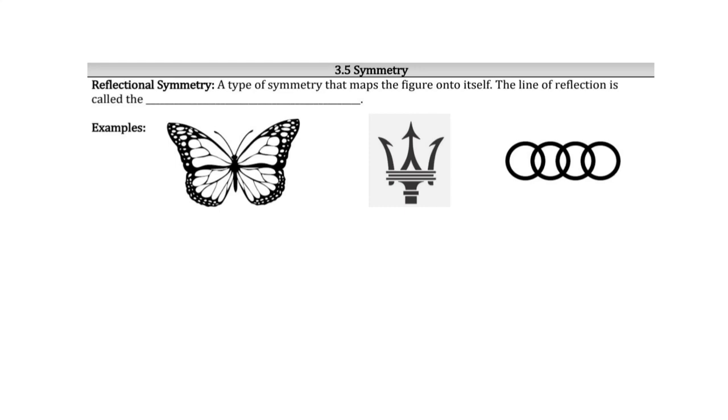Hi guys, this is the 3.5 notes. So this is the last section of notes in topic 3. This deals with something called symmetry.